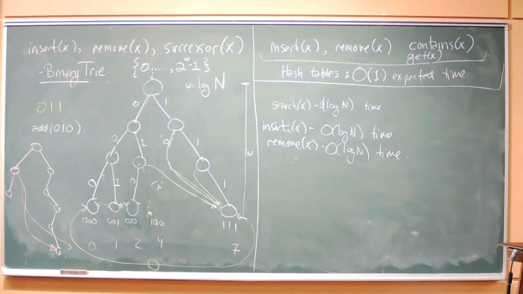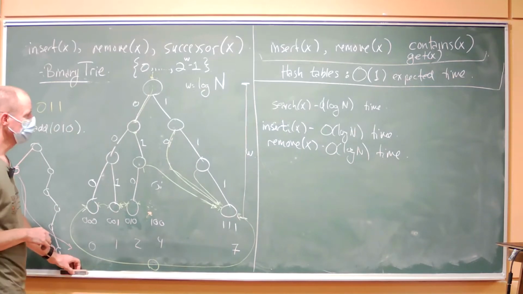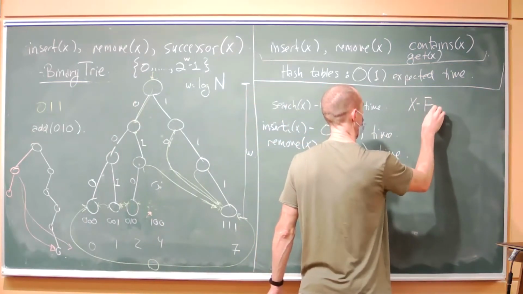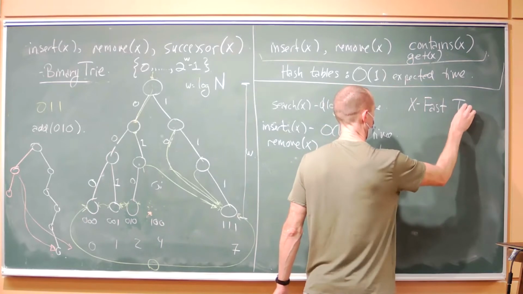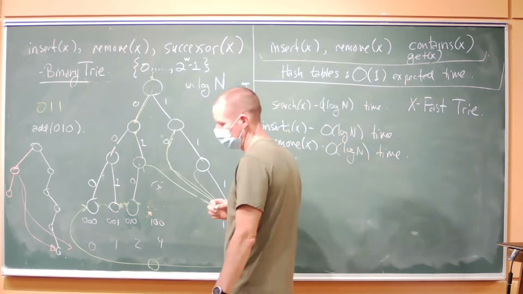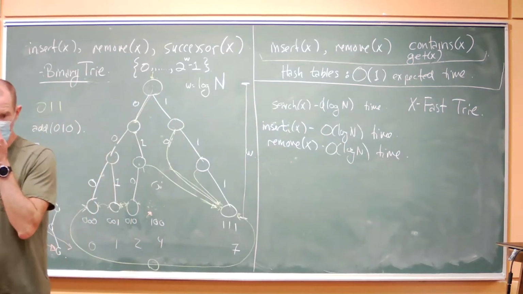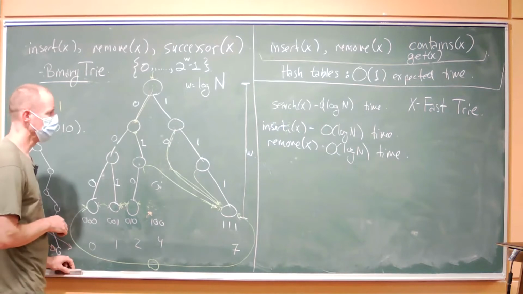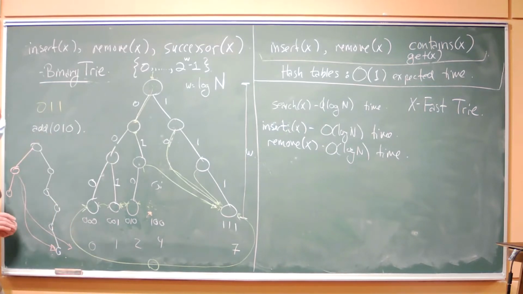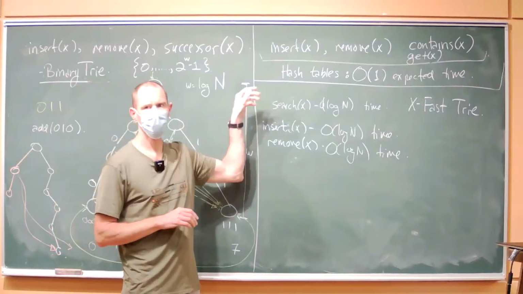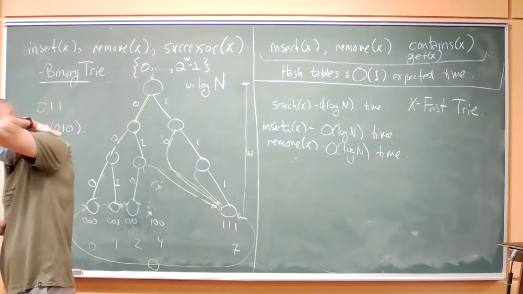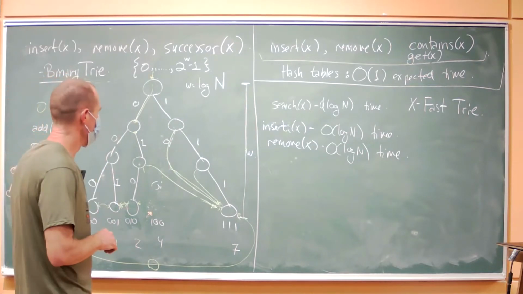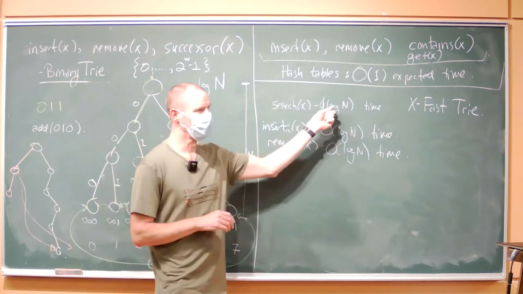All right, so that's a binary trie. Here comes another data structure we want to look at, a variant of this called the X-fast trie. In the X-fast trie, we're not going to try to do everything at once. We're just going to try and speed up the search time. Instead of having searches run in log n time, we would like them to run in log log n time.